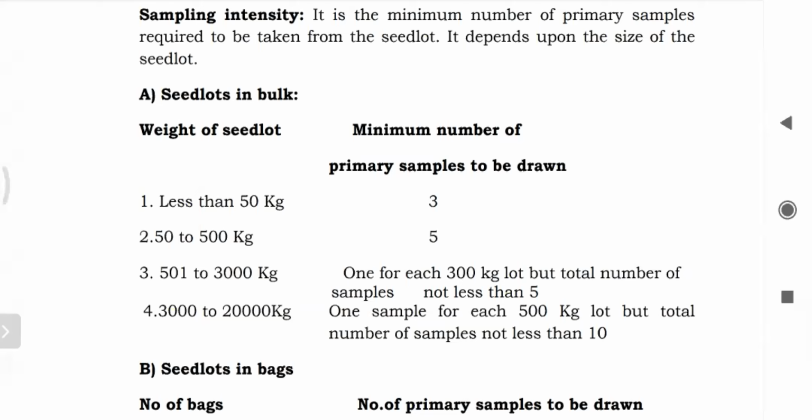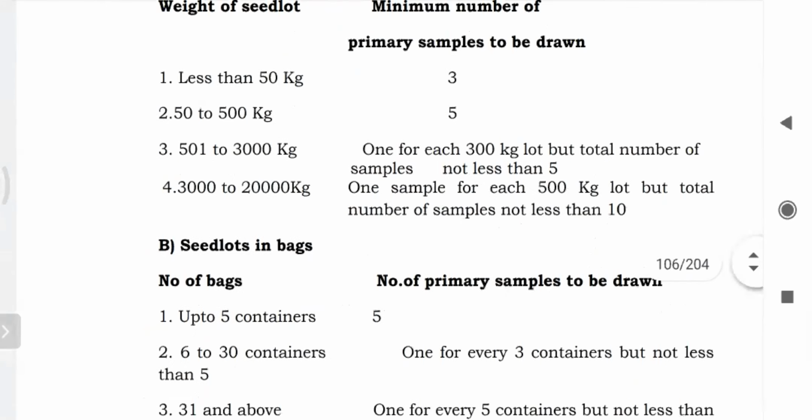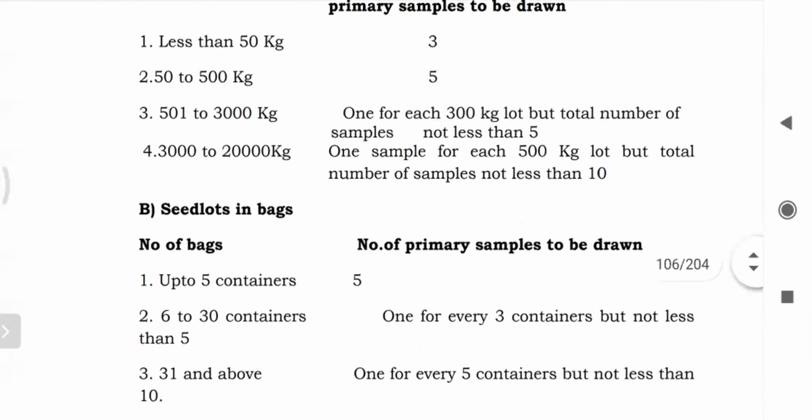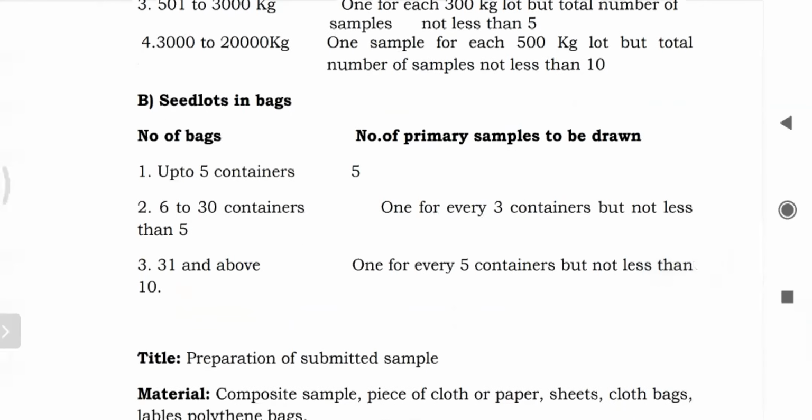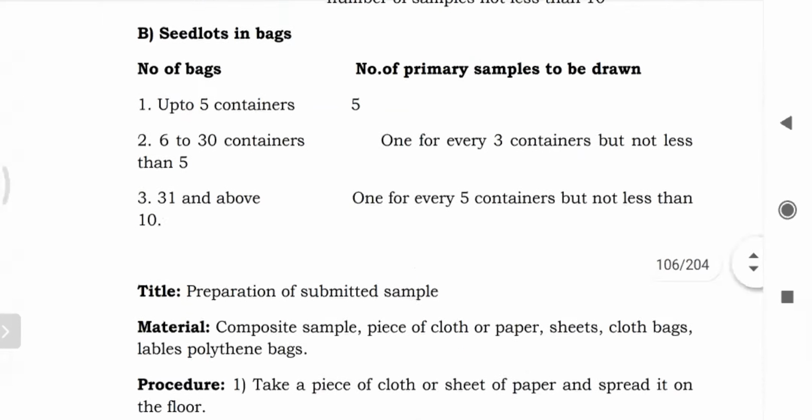So total 100 kg of sample is drawn from above this sample size. Then seed lot in bags: for up to 5 containers, the number of primary samples to be drawn is 5. For 6 to 30 containers, one for every 3 containers, but not less than 5. Then 31 and above up to 100, one for every 5 containers, but not less than 10.